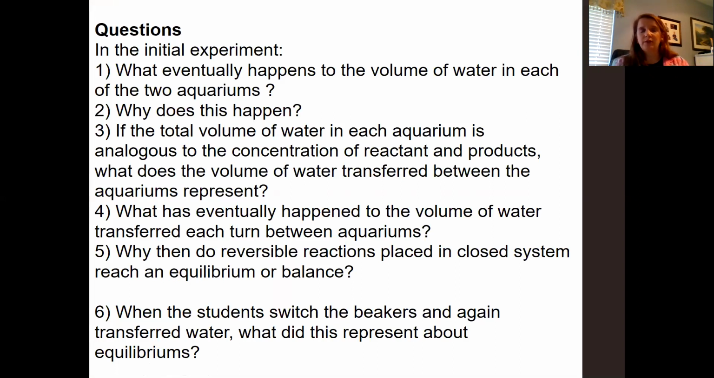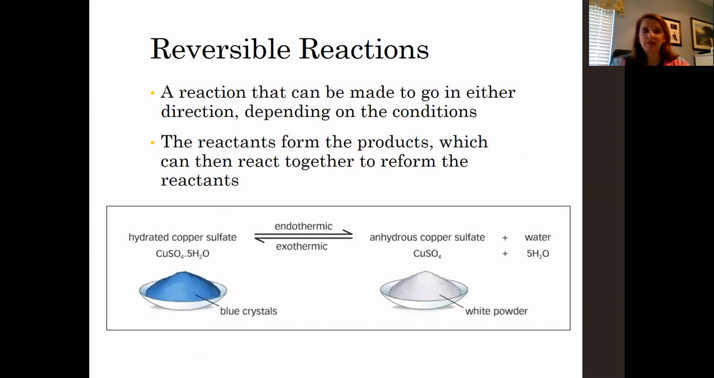The water that was being transferred represented the rate at which the forward reaction was going and the rate at which the reverse reaction was happening, okay? As we could see, eventually it got to the point where the concentration of the reactants stayed the same, the concentration of the products stayed the same, and nothing else changed. So equilibrium involves reversible reactions. Reversible reactions are reactions that can happen from reactants to products, and then from products to reactants. This reaction down here is a good example because it's about the dehydration of copper sulfate.